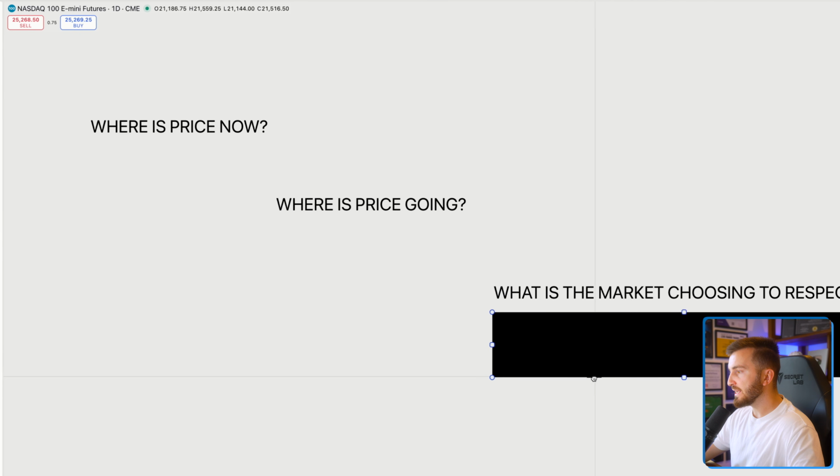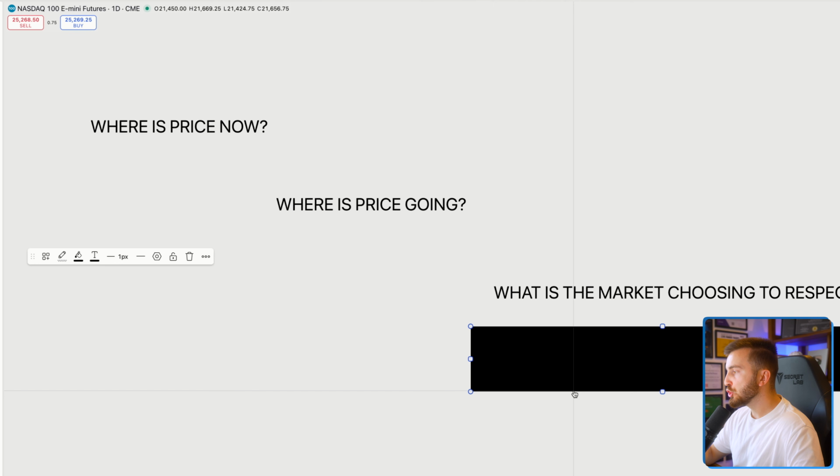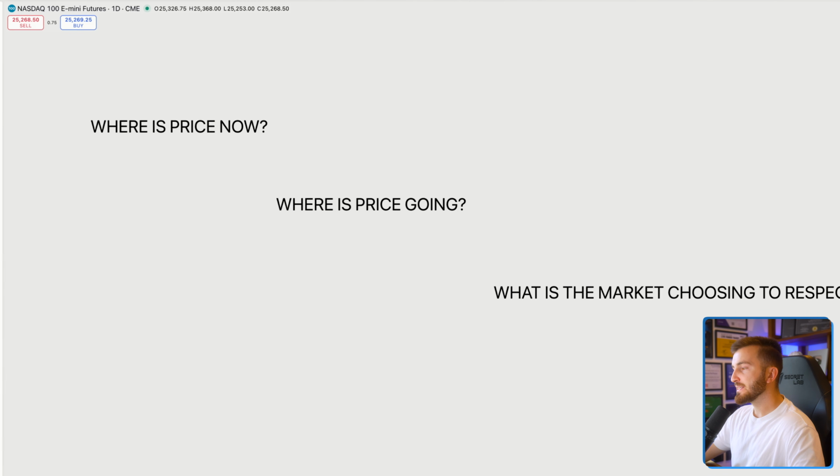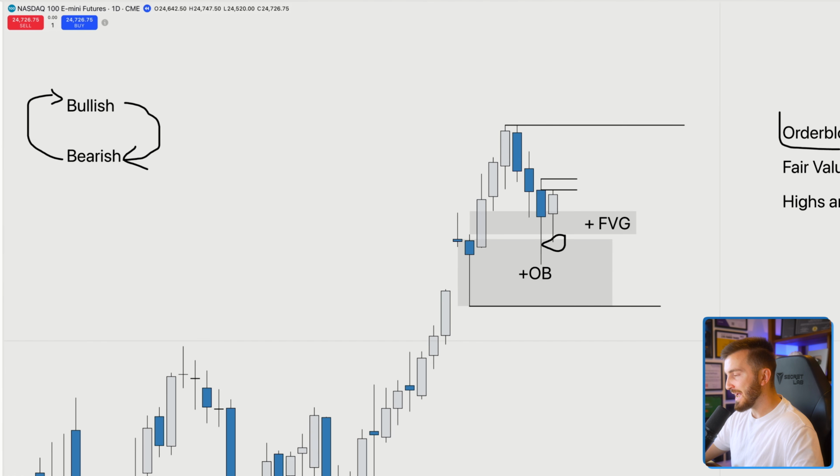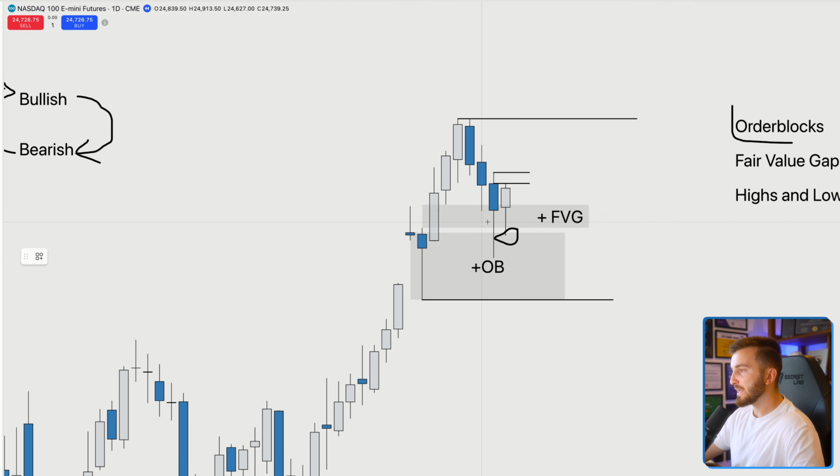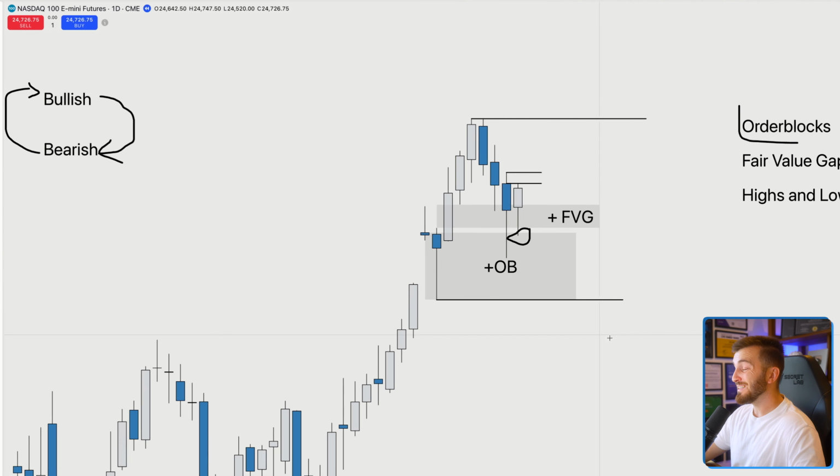And the third question is, what is the market choosing to respect? Because as you can see from this exact example, the market is choosing to respect the bullish levels all the time. That means that our daily bias is going to be bullish because the market is choosing to respect the bullish levels.